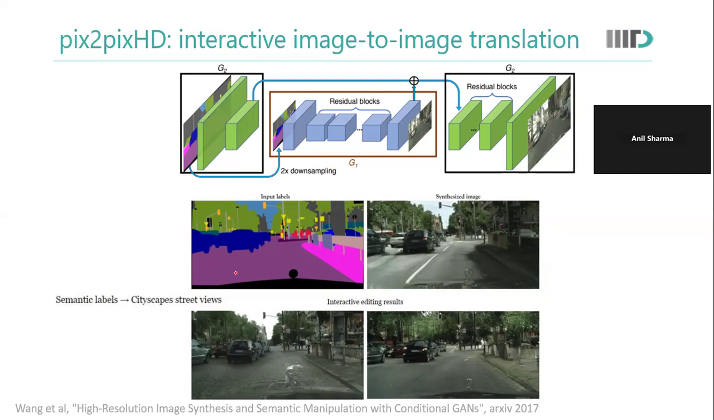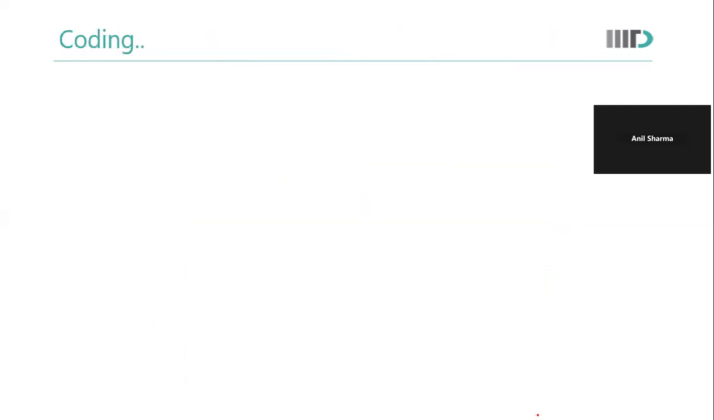Okay, so this is how things come up: this is the input labels, this is the synthesized image, and this is the interactive editing result. I think these interactive results were proposed in the conditional GAN paper from 2017. I'm not sure if this is the same paper as the pixel to pixel GAN.